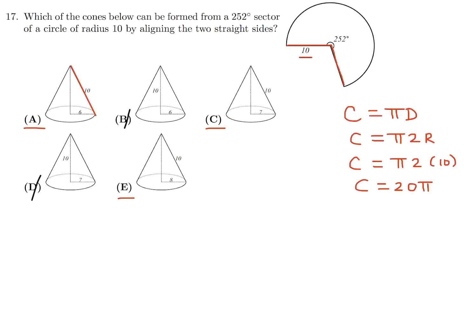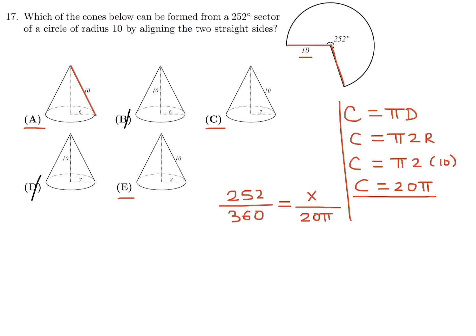Now we cut out a lot of it and joined it and made a smaller circle. So what we did is we took 252 degrees of it, which is a portion of the total, and the total is 360 degrees. And that is how much of the circumference remains. So how do we figure this out? Well, this 252 over 360 is equal to the portion over the total. And the total was 20 pi.